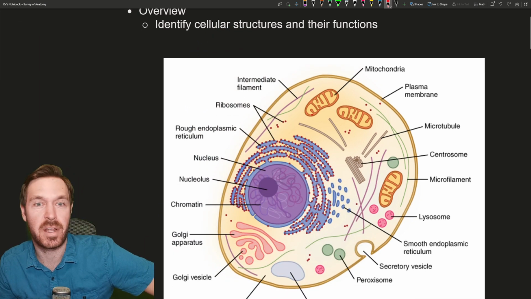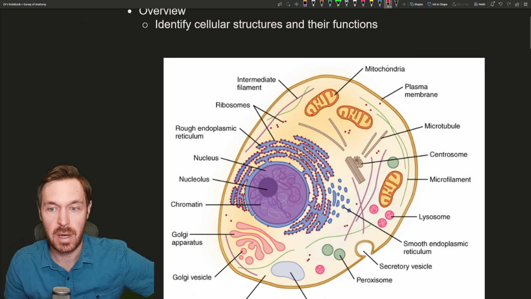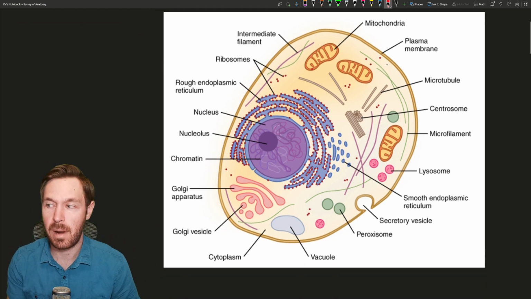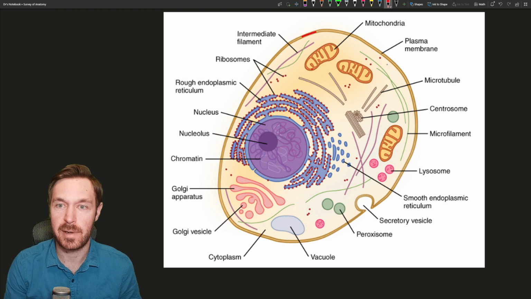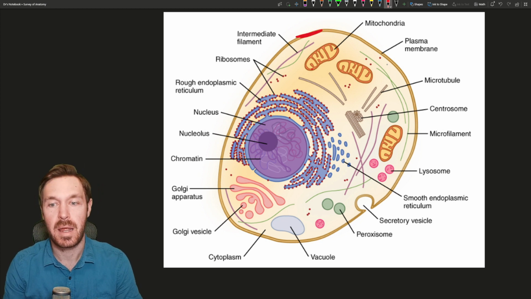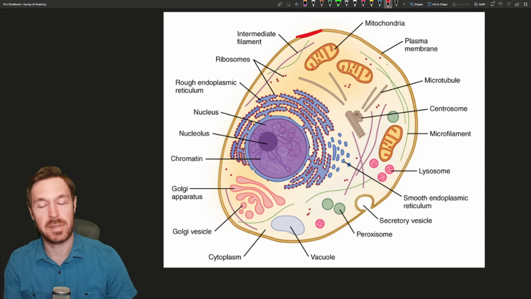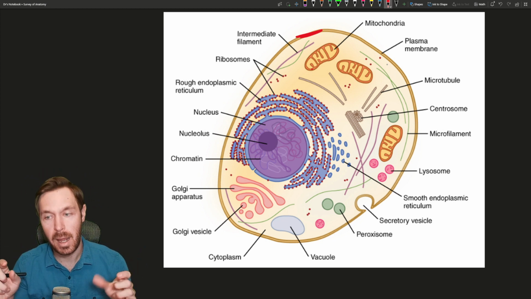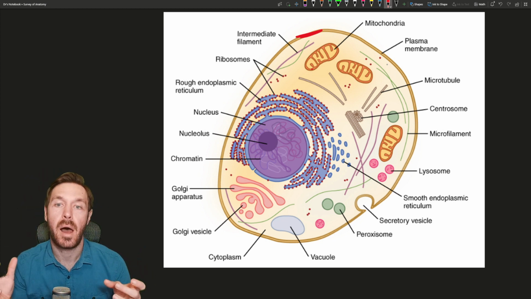So here is just the overview. Identify the cellular structures and their functions. We have our good old generic representation of the cell where we have the phospholipid membrane on the outside and then all the organelles inside. So this is a generic representation, and we're going to go through each of these organelles in this video.